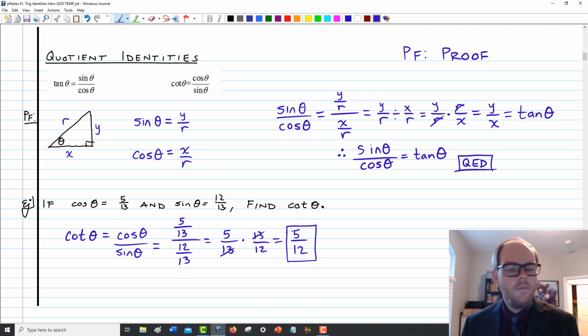So again, for today, the quotient identity is fairly important. I'd say this probably felt a little more new to you than the original reciprocal identities, but it's definitely a very straightforward one to work with. So there's our second set of identities.